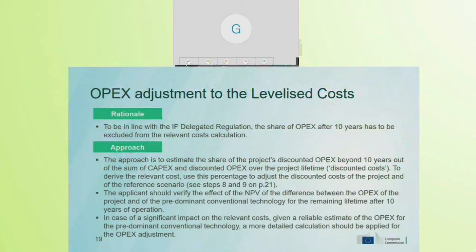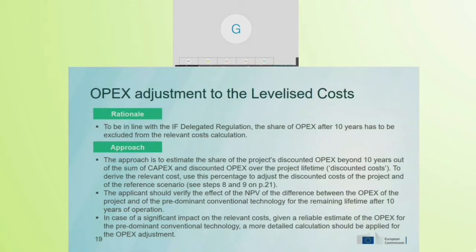And so it's important that this calculation is correct, and the applicant should verify the effect of the NPV on the difference between the OPEX of the project and the conventional technology for the remaining life after 10 years of operation. Now, as with all of these calculations, they're done for simplicity purposes, and the calculations are done to allow a comparable methodology across a number of very different projects. So if we were to provide absolute 100% accuracy in a methodology, it would become inordinately complex.